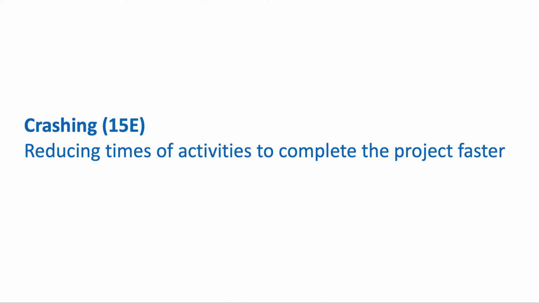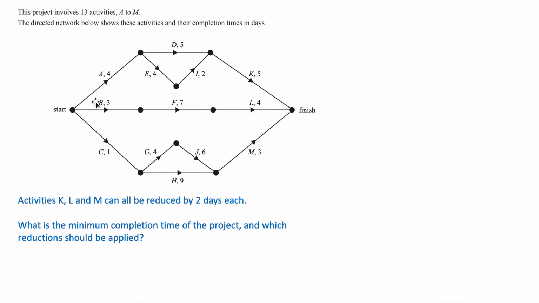Okay, so let's have a look at how this works. We're actually using the same example from the previous video on 15D. So we've got this activity network with 13 activities, but this time the question says activities K, L, and M can all be reduced by 2 days each. What is the minimum completion time of the project and which reductions should be applied?